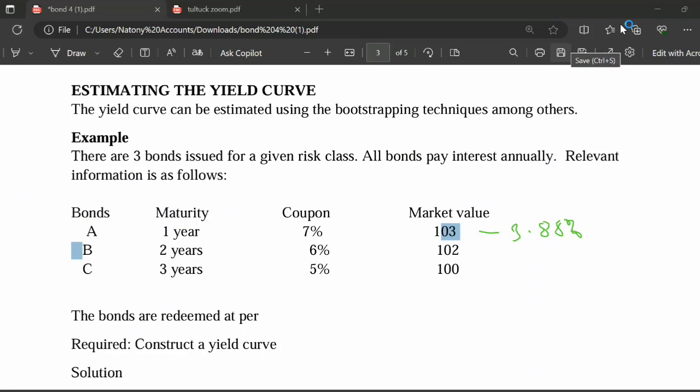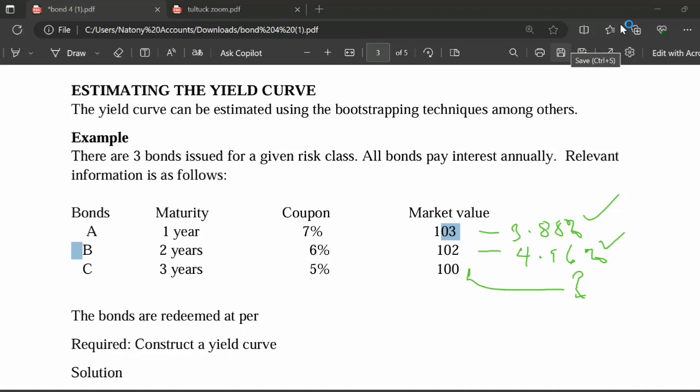3.88% for year 1. For year 2, we calculated 4.96%. Now what is left is year 3. What will be the spot yield curve for year 3? We have bond A, bond B, and bond C. We used bond A to determine the spot yield for year 1, bond B to determine the spot yield for year 2, and now we use bond C to determine the spot yield for year 3.